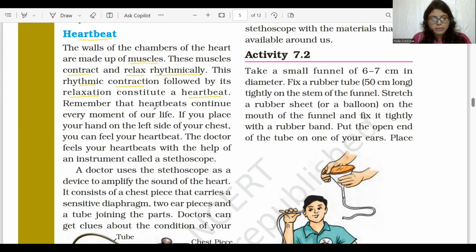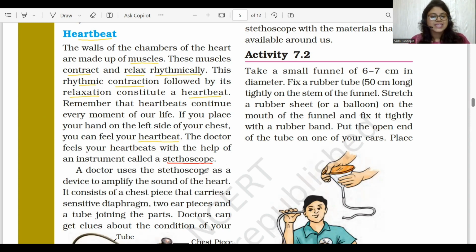Okay. Now remember that heartbeats continue every moment of our life. Till the point we are alive, our heart is going to beat. If you place your hand on the left side of your chest, you can feel your heartbeat. The doctor feels your heartbeat with the help of an instrument. Now, what is that instrument called? You must have observed whenever you see a doctor, they have an instrument around their neck, right? That is called a stethoscope. This is the instrument used by the doctor to hear the heartbeat of a patient.